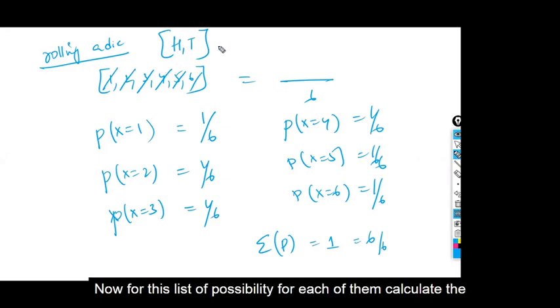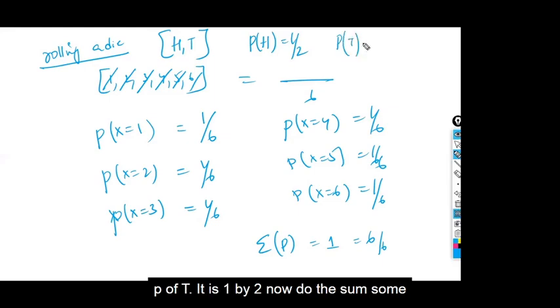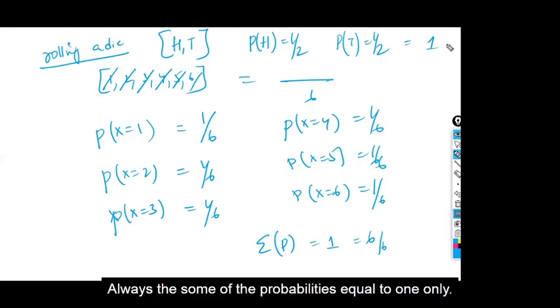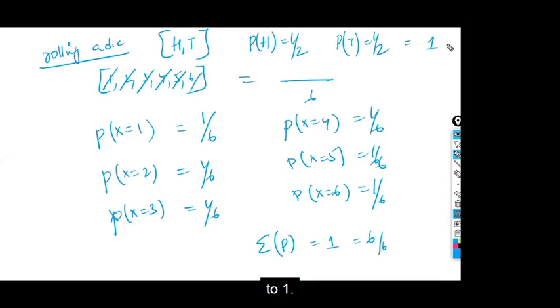Now for this list of possibilities, for each of them calculate the probability. For P of H, 1 by 2. For P of T, it is 1 by 2. Now do the sum. Sum is equal to 1. Always the sum of the probabilities is equal to 1 only. Every time the sum of the probabilities is equal to 1.